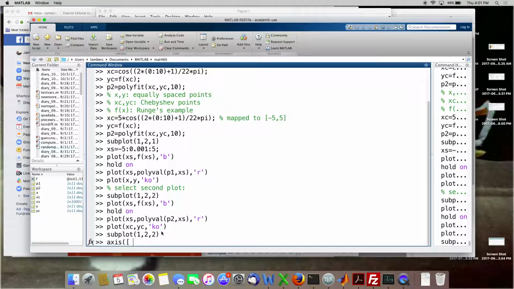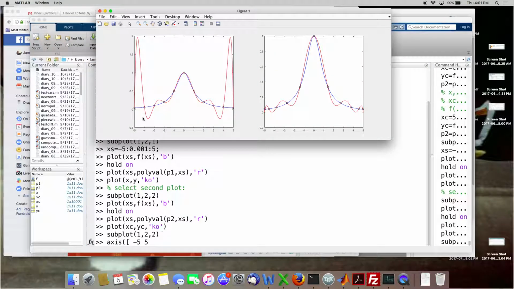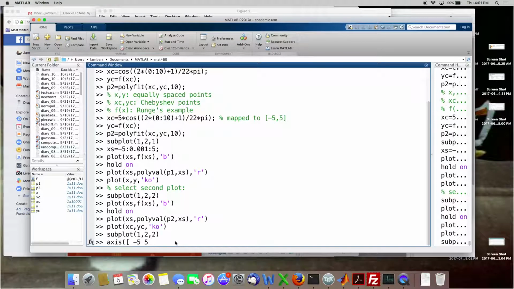Then, that's wrong. Minimum x, maximum x, so -5 to 5. And then minimum y, maximum y. And I want them to be the same as what's over here. So that'd be -0.5 up to 2.